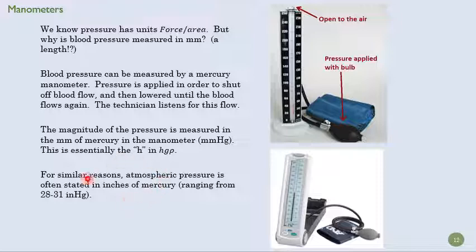And you can see the same thing when you look at atmospheric pressure. If you listen to the weather report, you'll hear things like, oh, the pressure is 29.9 inches. And it's the same process, except they're measuring inches of mercury.